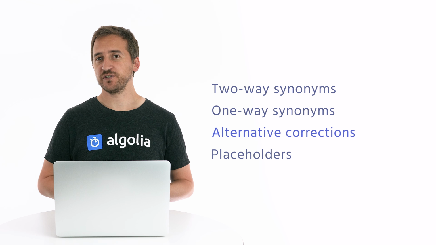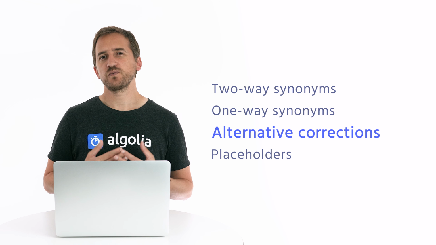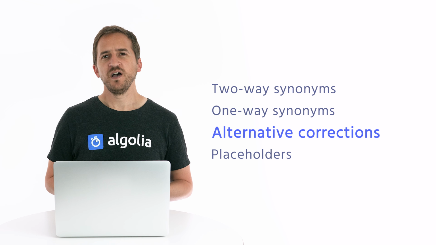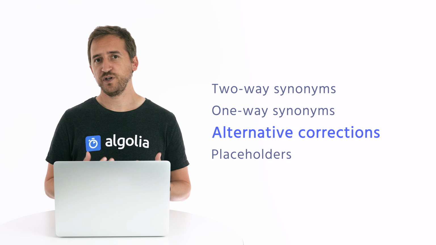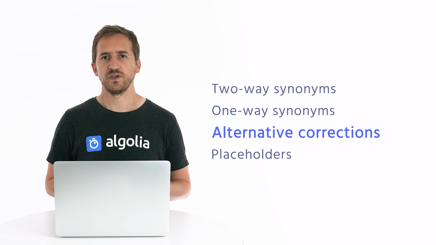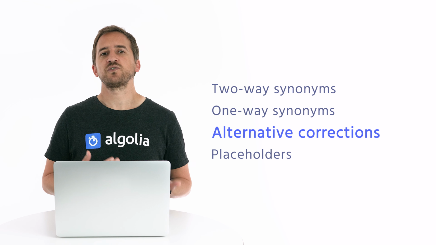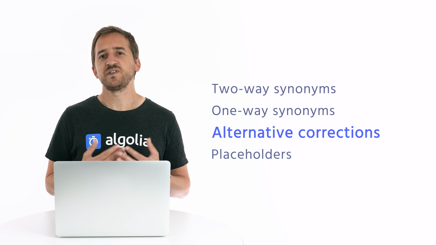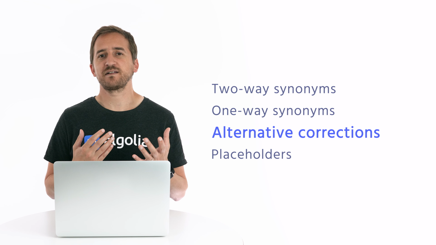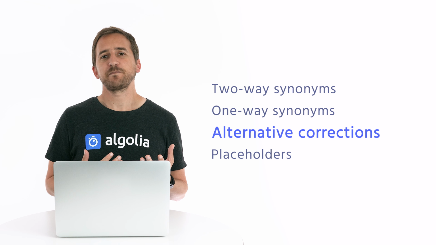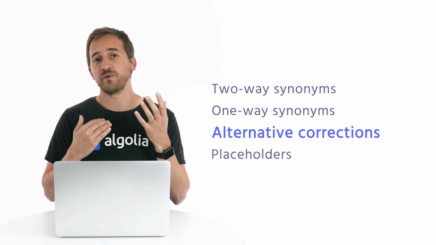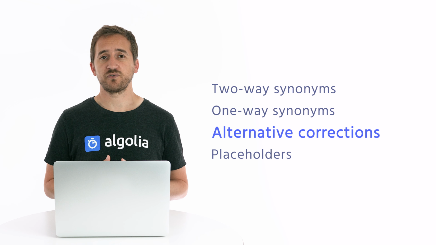Then we have alternative corrections. This works similarly to one-way synonym, except that here synonym will be counted as a typo, thus penalizing it in the result. For example, someone searching for luggage, I would tend to assume that they both expect luggage and backpacks in the result set. However, the backpacks should be probably ranked lower since it's less relevant to the query.